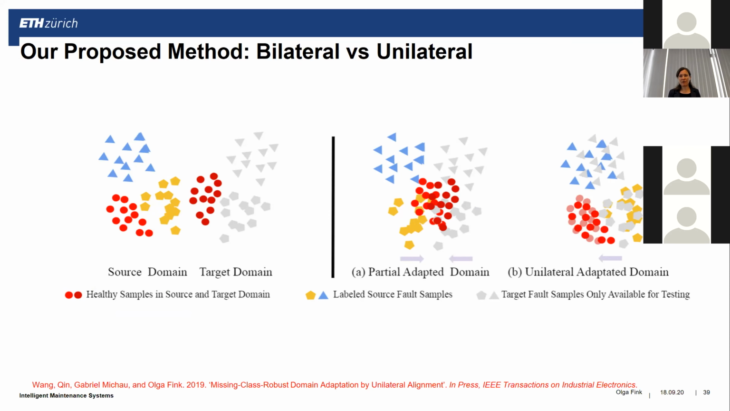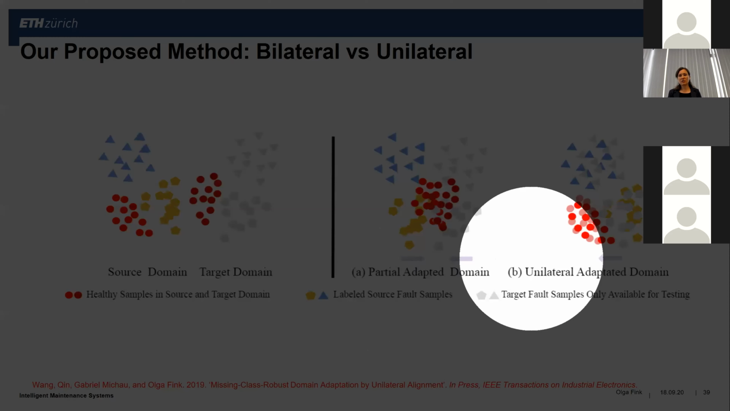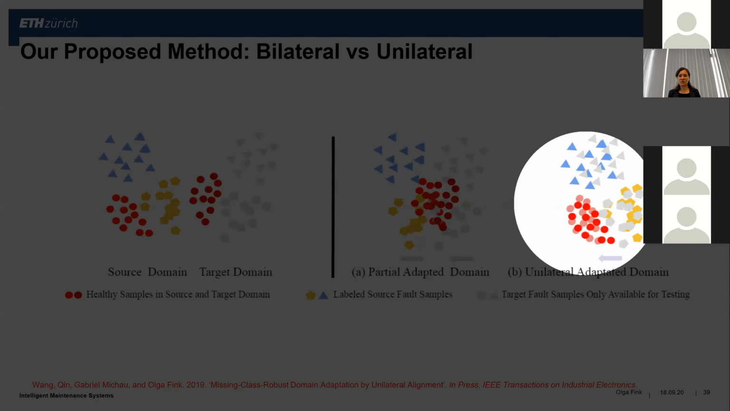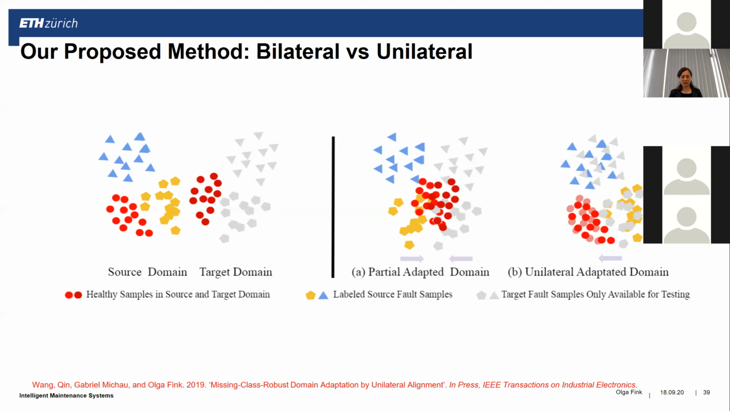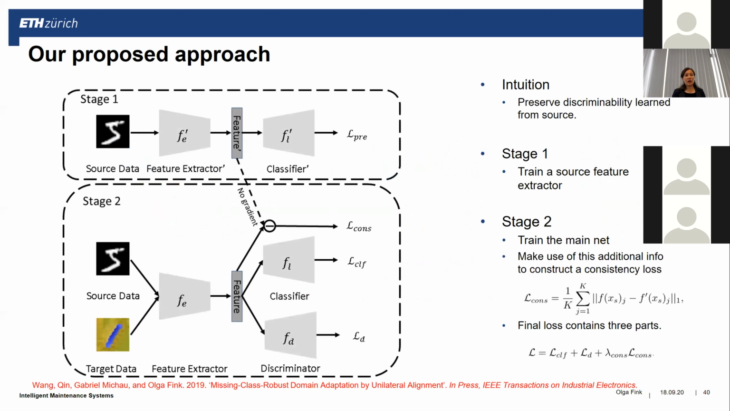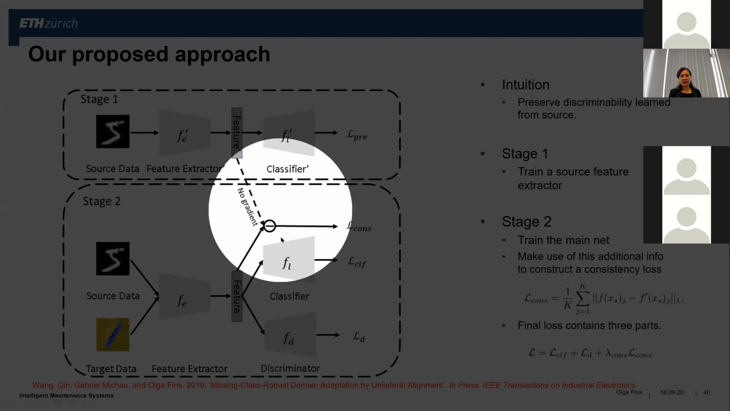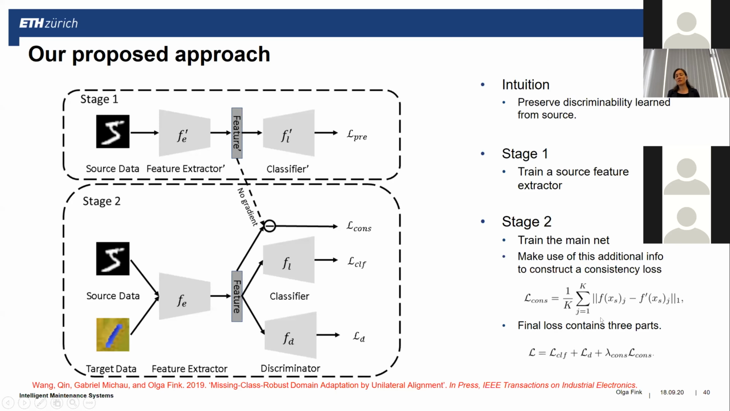So how do we do that? We train first the source classifier, and then we add an additional consistency loss, and the additional consistency loss penalizes the discrepancy to the features that were learned by the source data feature extractor. So we still keep the very same classification loss. We still have the domain discriminator loss here, and we add an additional loss, the consistency loss, that penalizes for us the deviation from the learned feature representation of the source data set.